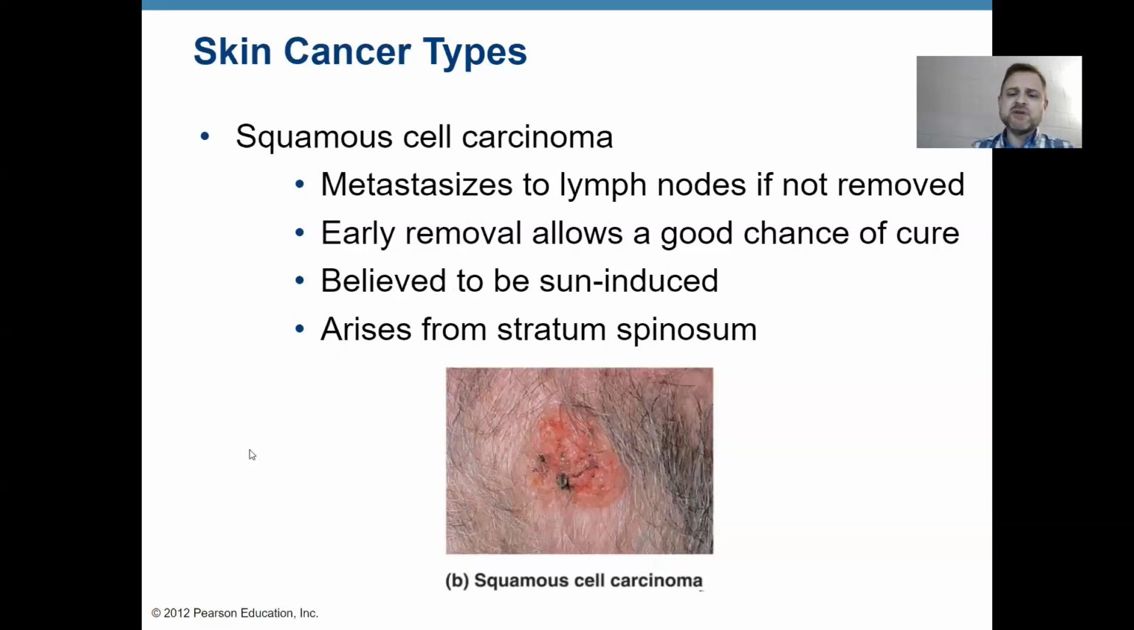Squamous cell carcinoma, these can be more dangerous. These do metastasize. Oftentimes, cancer cells, when they spread, they first infect lymph nodes. And if cancer gets into a lymph node, it could potentially go to other parts of your body. So usually when you have these removed, you might remove the lymphatic tissue that's around it. If you catch it early and remove it early, you're likely going to be okay. These arise from cells in the stratum spinosum, one of the layers above the stratum basale, and these oftentimes are induced or caused by sunburns.